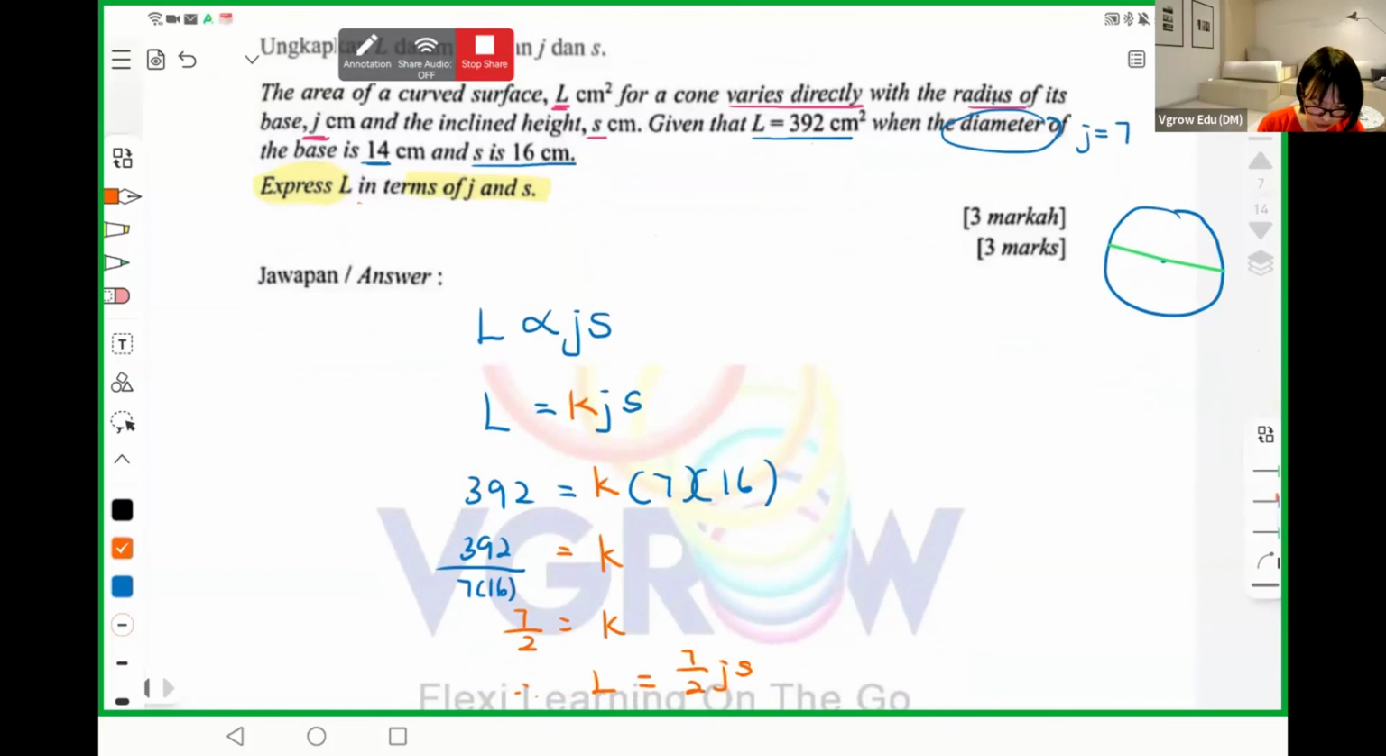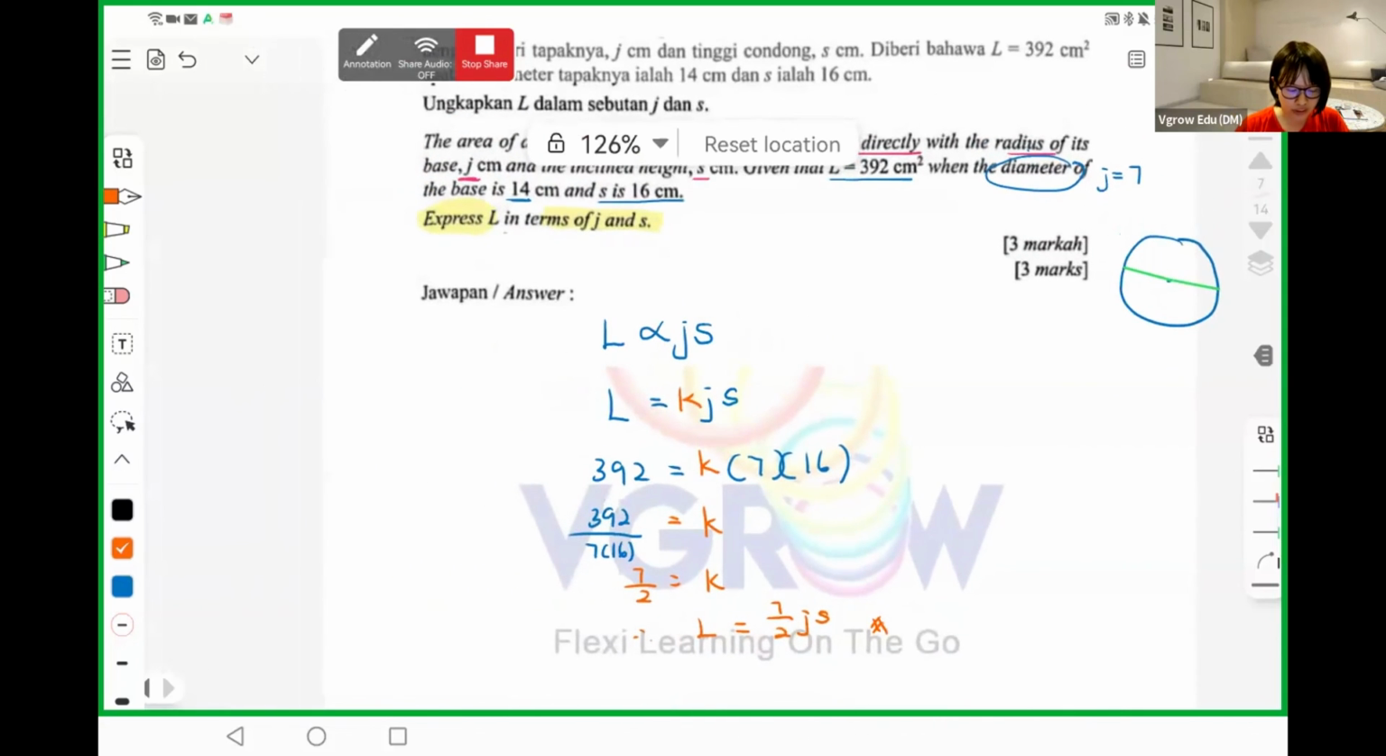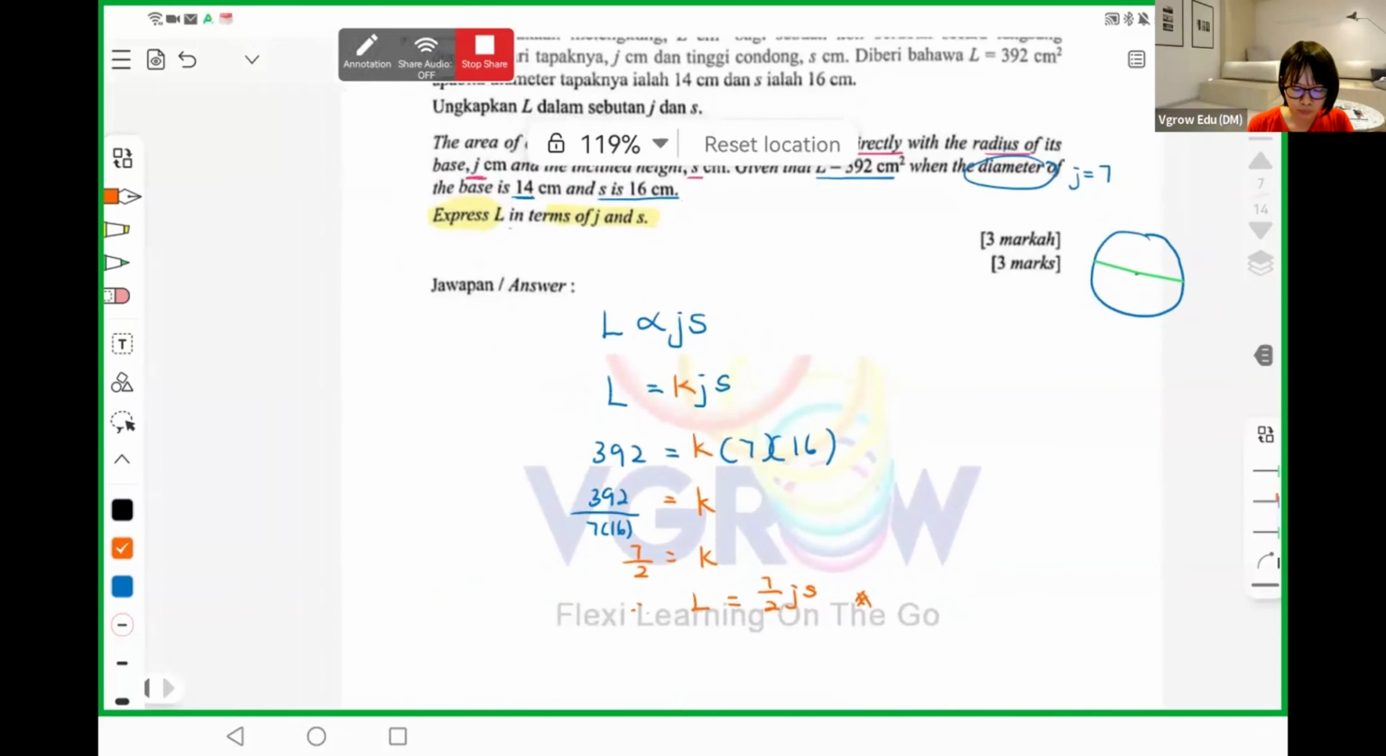Express L in terms of J and S. Done. Stop here only. 3.5 J S also can. So it depends on the question. Sometimes they ask you to express, sometimes they ask you to find out the value. Simple only, right?